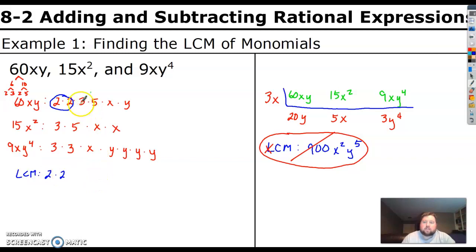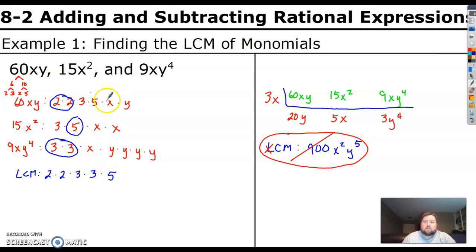Then I say which one has the most 3's. This one has one 3. This one has one 3. The bottom one has two 3's. So two 3's are going to go into our LCM because that one had the most. Which one has the most 5's? Well, these two have the same amount of 5's, so you just pick one. It doesn't matter, but just a single 5 is going to go into our LCM. You're not going to put it in there twice. You're just picking out which one has the most. If two of them have the same amount, then you just choose whichever one you want.